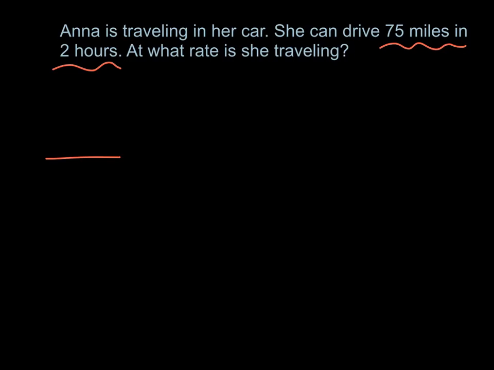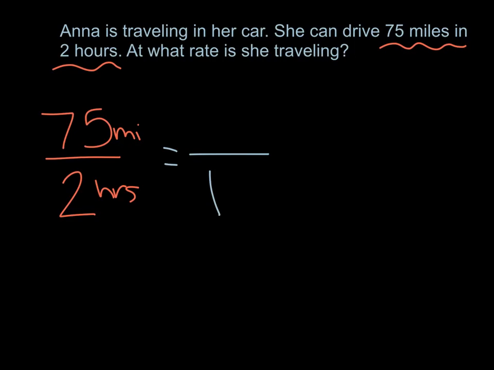Hours is time, so time always goes on the bottom. And 75 miles goes on the top. So we have miles and hours. Sometimes I find that it helps to label your numbers because it helps you remember what you're actually thinking about. Okay, we are looking for the unit rate. So in other words, we want to know how fast she is going or how far she can travel in 1 hour. So we always want 1 on the bottom.